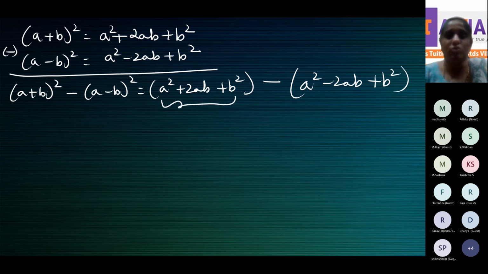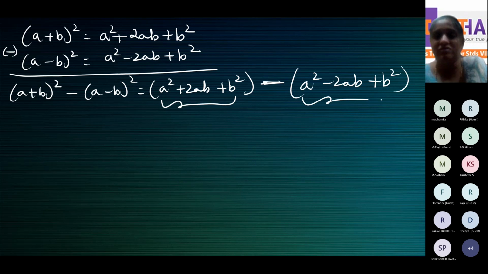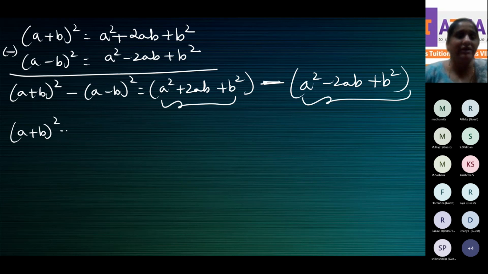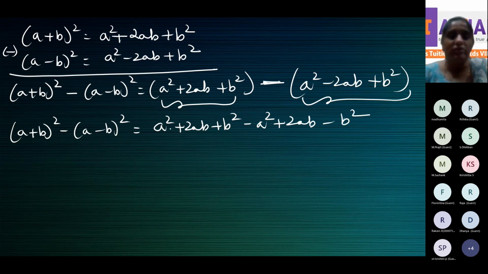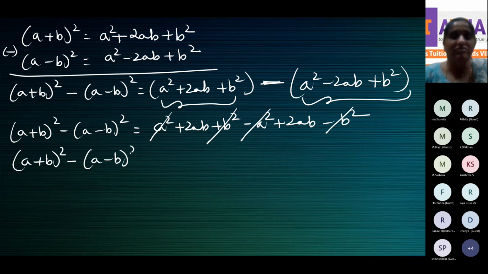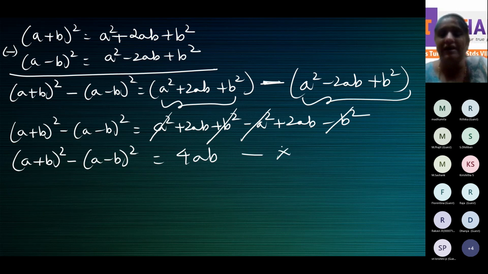So this is (a plus b) the whole square minus (a minus b) the whole square. So what do you get? (a plus b) the whole square minus (a minus b) the whole square is equal to a square plus 2ab plus b square minus a square plus 2ab minus b square. So a square minus a square, plus b square minus b square. So we have (a plus b) the whole square minus (a minus b) the whole square is equal to 4ab.